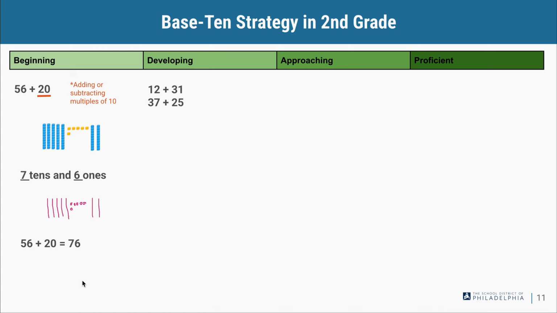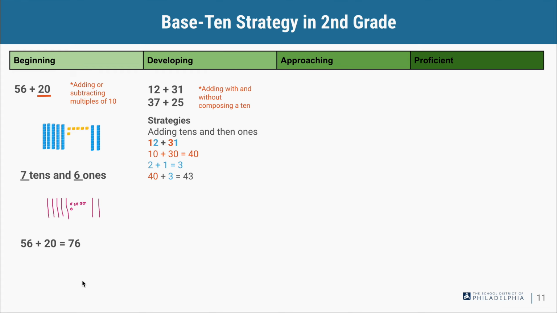In the developing stage, students are asked to add with and without composing a new 10. So we have 2 examples here, 12 plus 31, an expression that would not require students to compose a new 10, and 37 plus 25, which would require a new 10. Some of the strategies we support students in using here. The first one is adding tens and then ones.